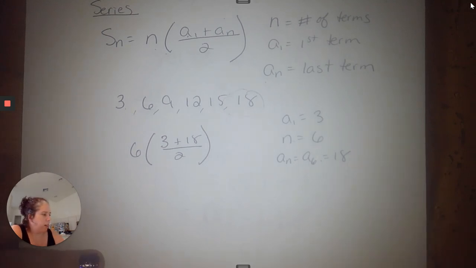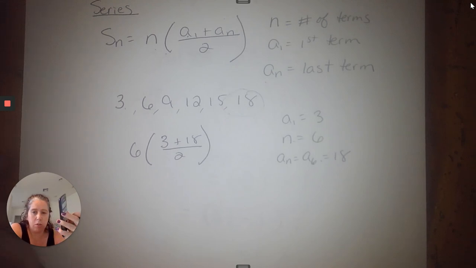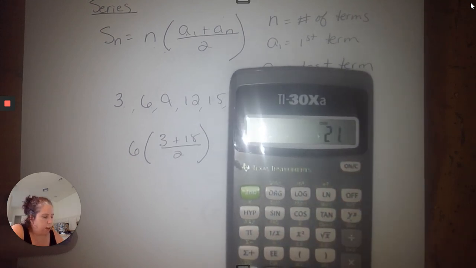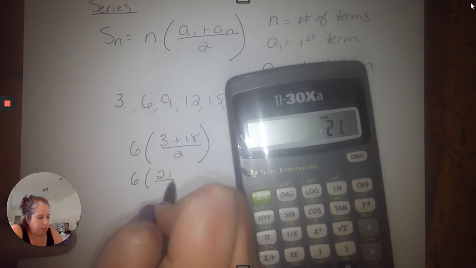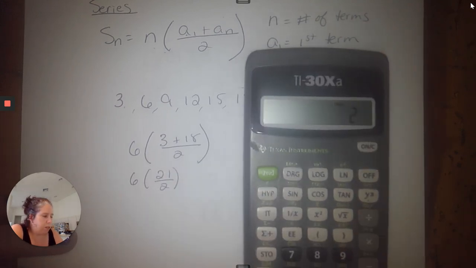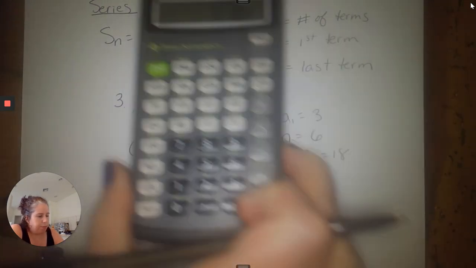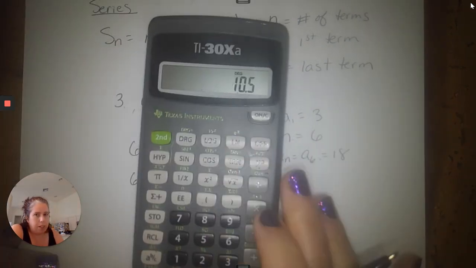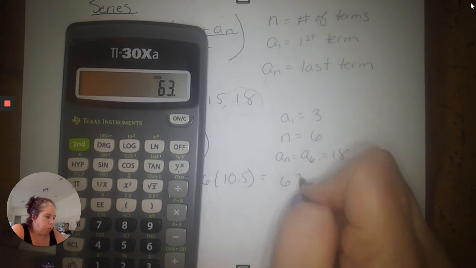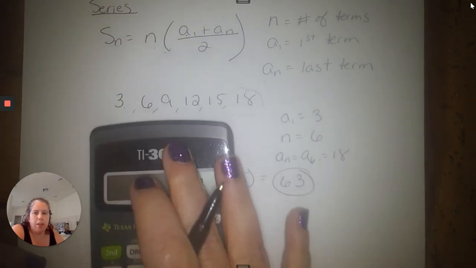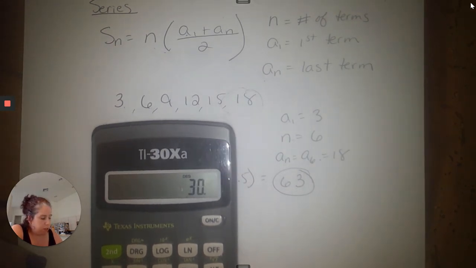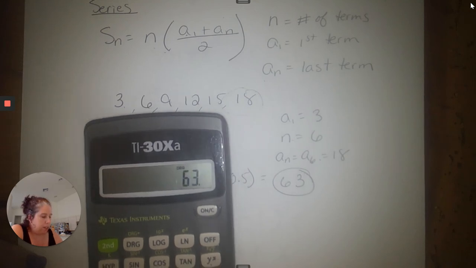Then we break out our calculator. By the way, make sure you have a scientific calculator for the next lesson because it makes it so much easier. We go 3 plus 18, yes, I could have done that in my head, it's 21, divided by 2 gives 10.5. Then times 6, and your answer would be 63. Same thing if I added all these numbers: 3 plus 6 plus 9 plus 12 plus 15 plus 18 gives me 63.